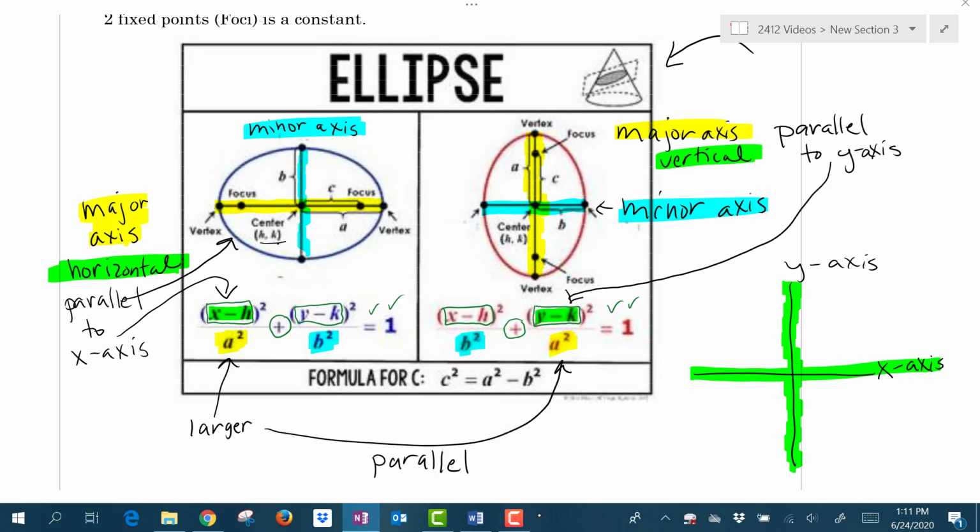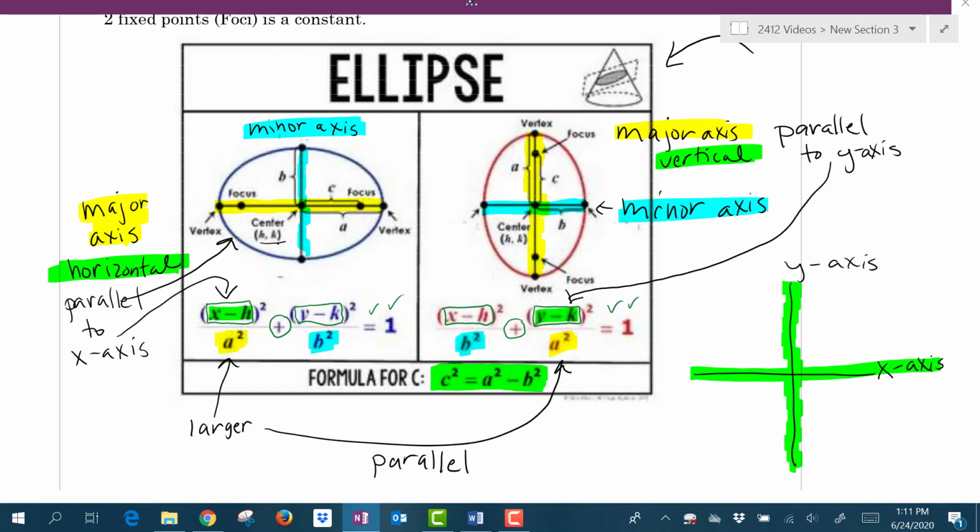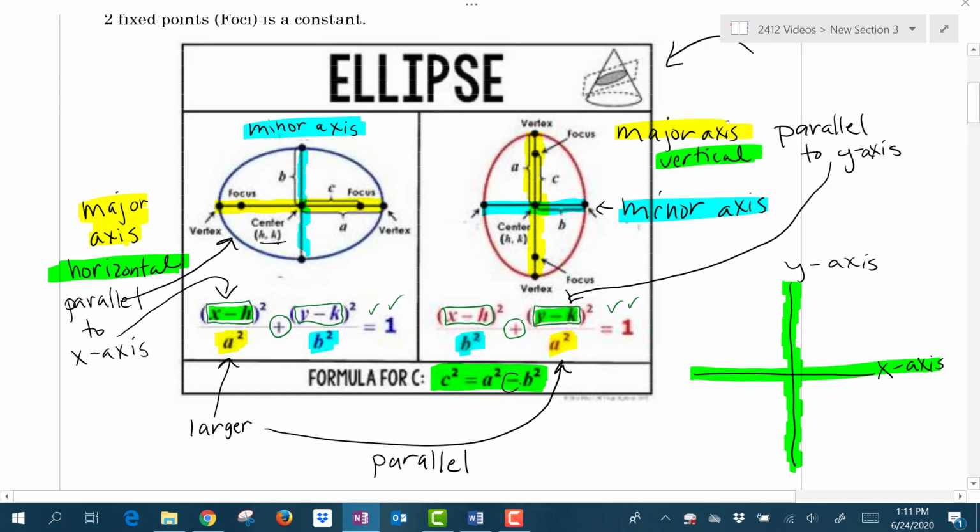Alright, so the last thing that we end up looking for, we'll notice that in those equations we don't see anything about c mentioned. How do we find the c value? Well, if we know a and b, then we can plug those values into the formula to find c. So c squared equals a squared minus b squared is the formula for how to find c. Notice that in between a squared and b squared in that formula, you are subtracting. So it's actually the opposite of the sign in between the fractions. In between the fractions in the equation, you're always adding. In the formula for finding c, you will be subtracting.